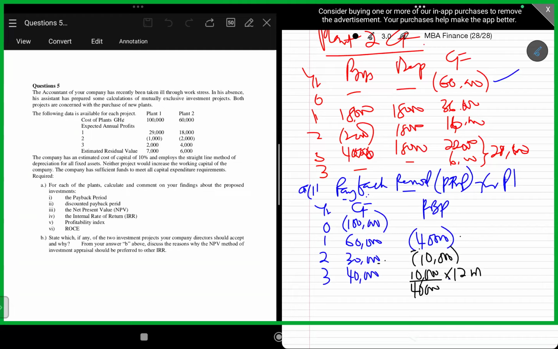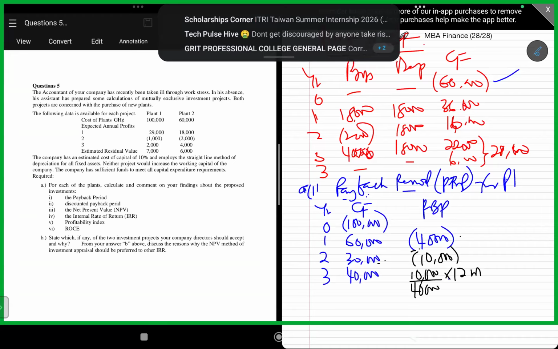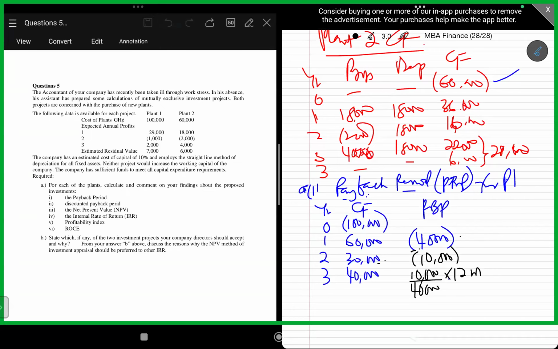So compare with year 3. What's the year 3? 40,000. The 10,000, which is the year 2 balance, is it more or less than the 40,000, which is the year 3 cash flow? It's less. So because the 10,000 balance owing or outstanding is less than the 40,000, we will take the 10,000 in absolute terms and divide it by the 40,000, because the 40,000 is greater than the 10,000, and multiply by 12 months.